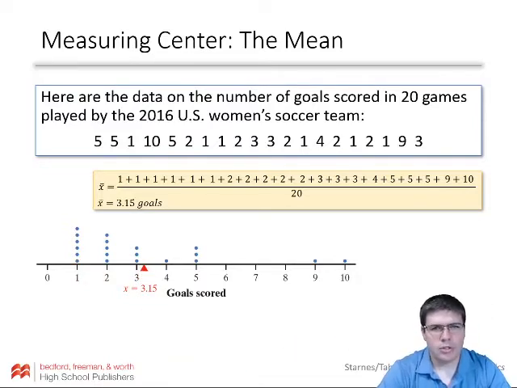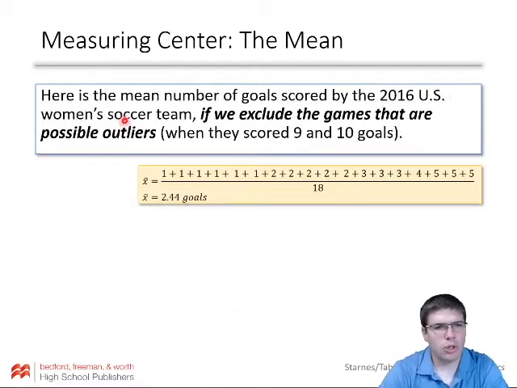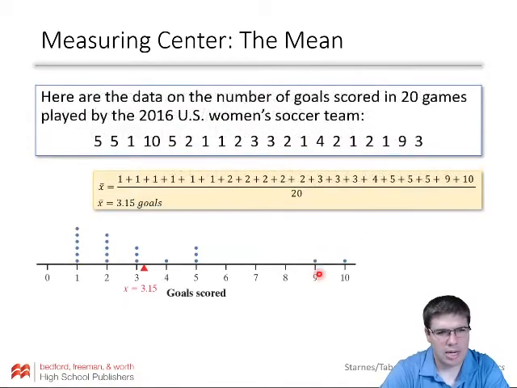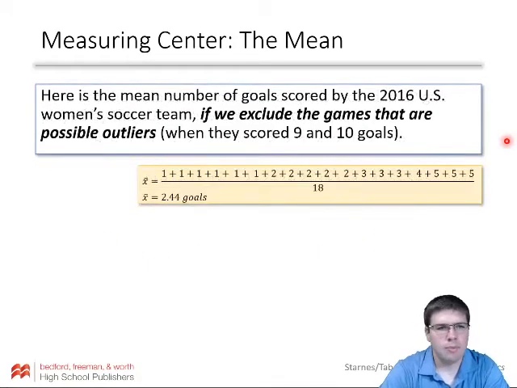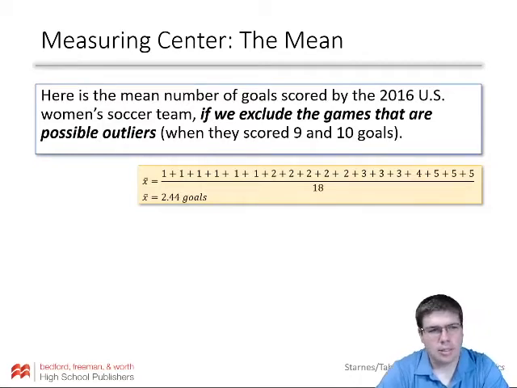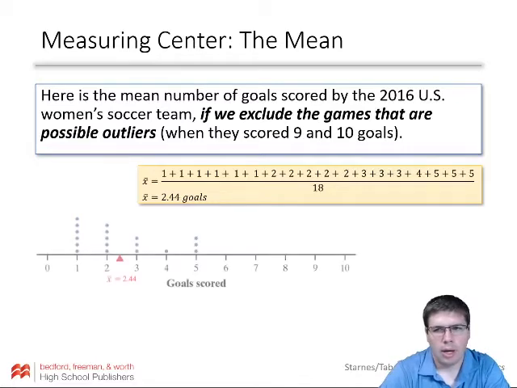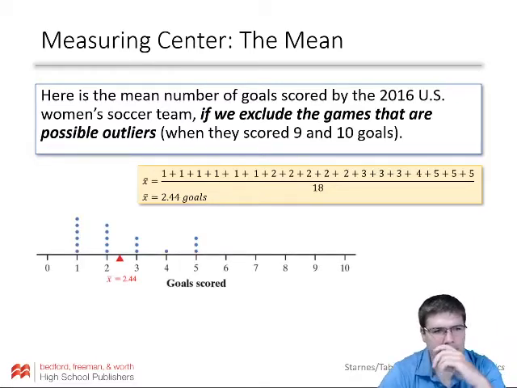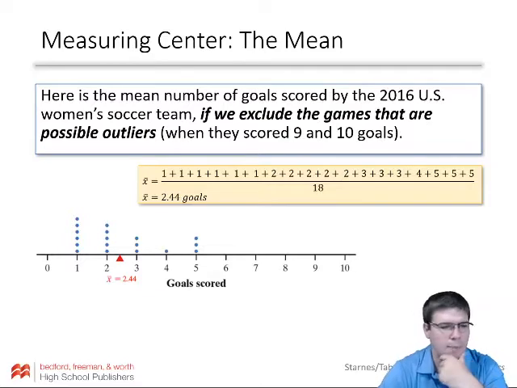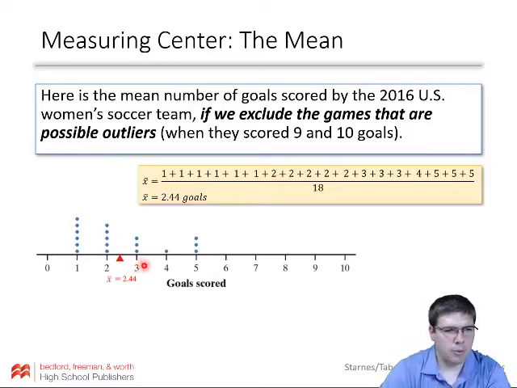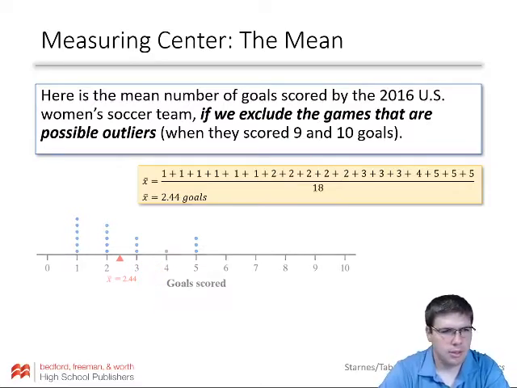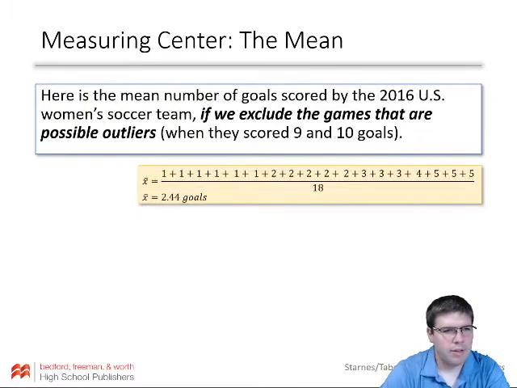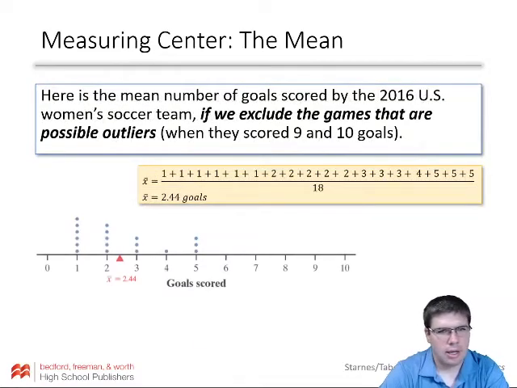So one thing that's interesting to look at is how outliers affect the mean. If we took those two high games, those 9 and 10, and took those out, what happens? We calculate that new mean, and we see it drops down to 2.44. That's a pretty big drop for just those two. So before we were up here at 3.15, and now we're at 2.44. So we've dropped quite a bit.